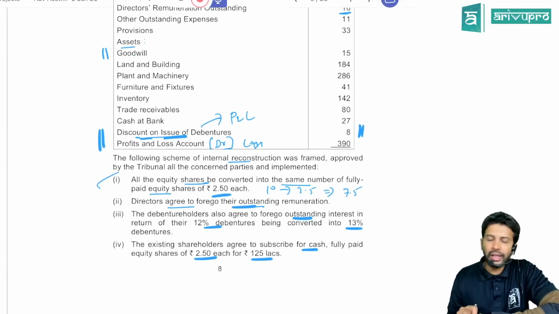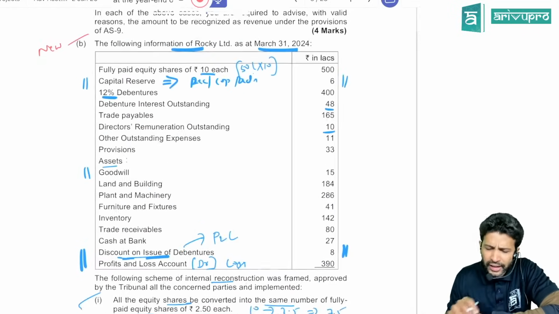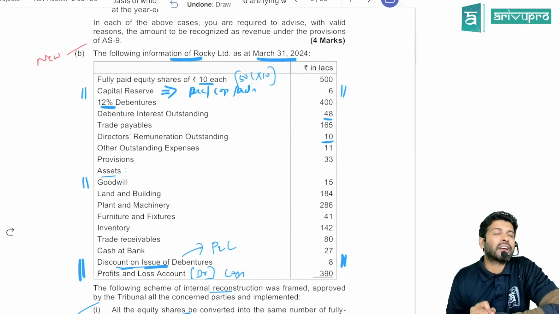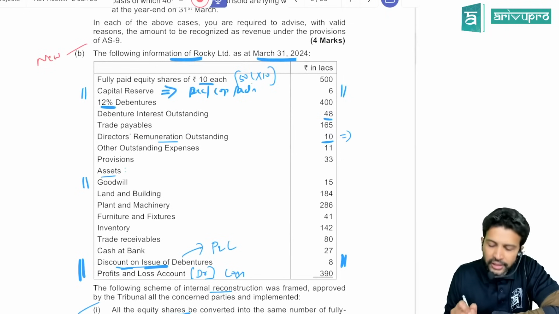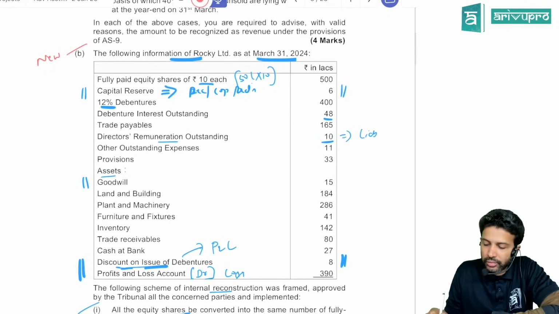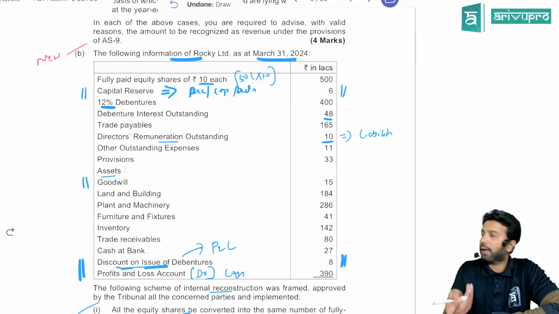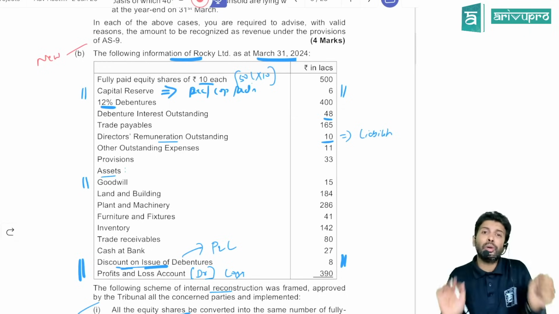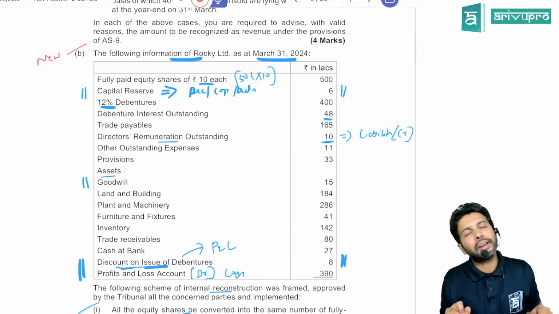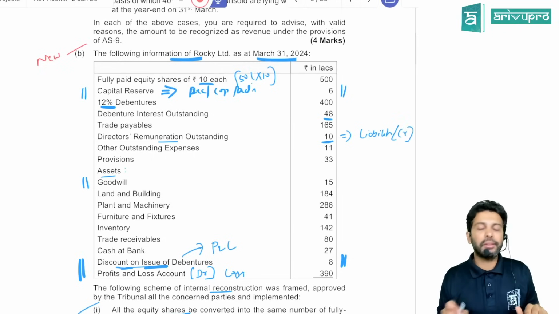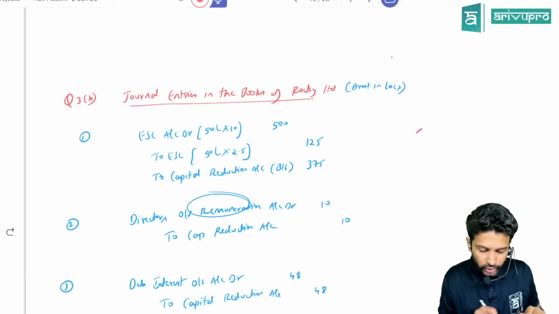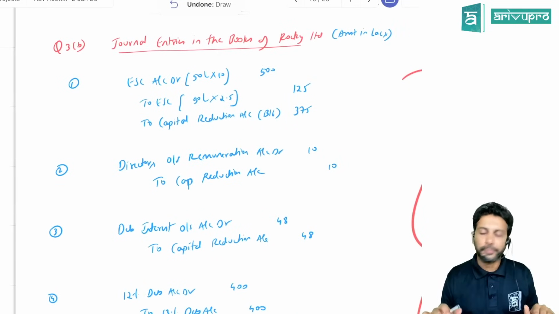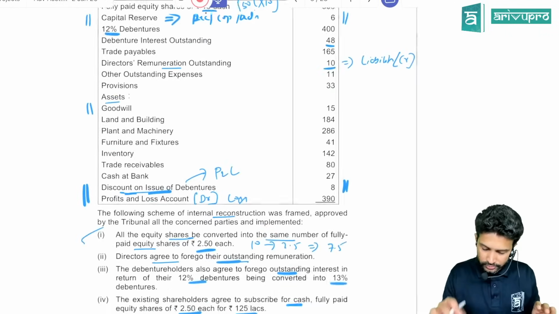Directors agreed to forego their outstanding remuneration. Do you have any outstanding remuneration, directors? Yes. How much is that? 10. Should we pay this or sacrifice? This director's remuneration outstanding is a liability, correct? That's the reason it's coming on the equity and liability side. This liability we have to settle or sacrifice. That means that liability we need to cancel. Liability has what balance? Credit balance. How do you cancel it? Debit. So the journal entry will be Director's remuneration outstanding account debit to reconstruction account or capital reduction account, 10 lakhs. Okay, next is what?